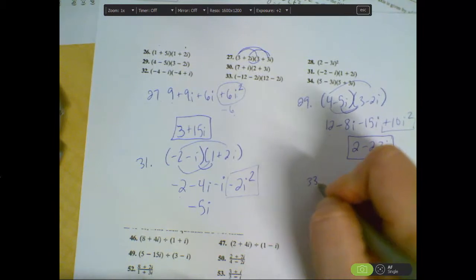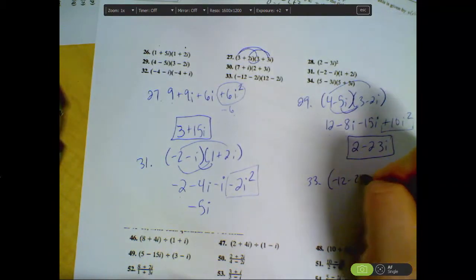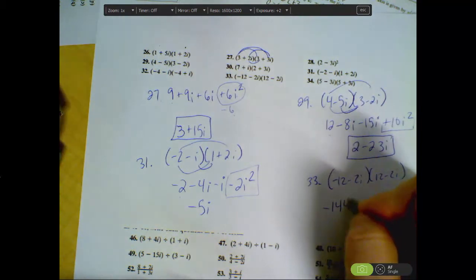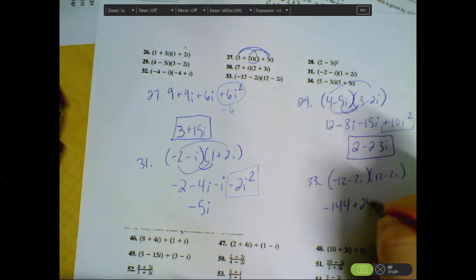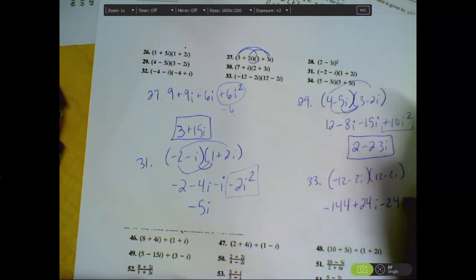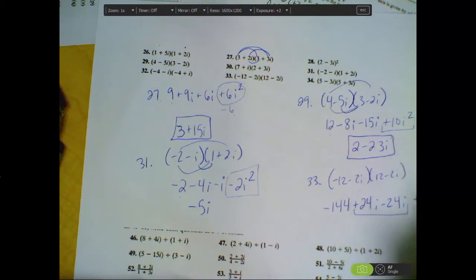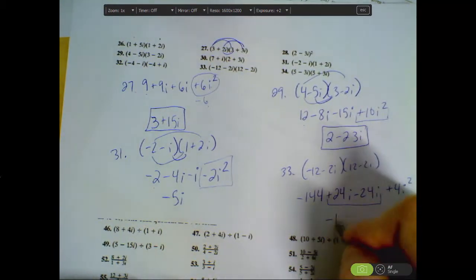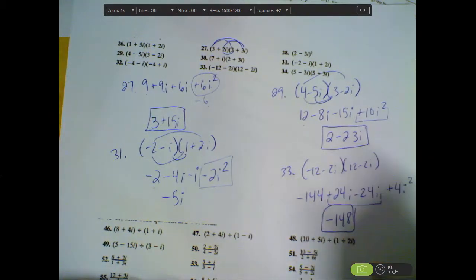33. Here's the problem. First is negative 144. Outside is plus 24i. Inside is minus 24i. And last is plus 4i squared. These cancel out. This becomes negative 4. With negative 144 is negative 148. Final answer.